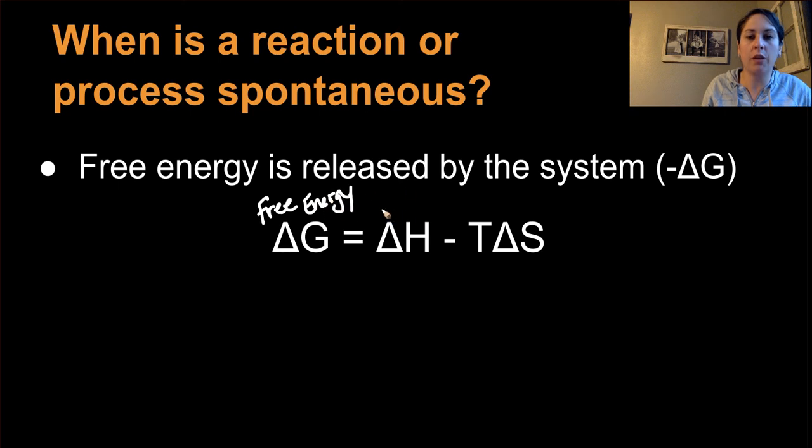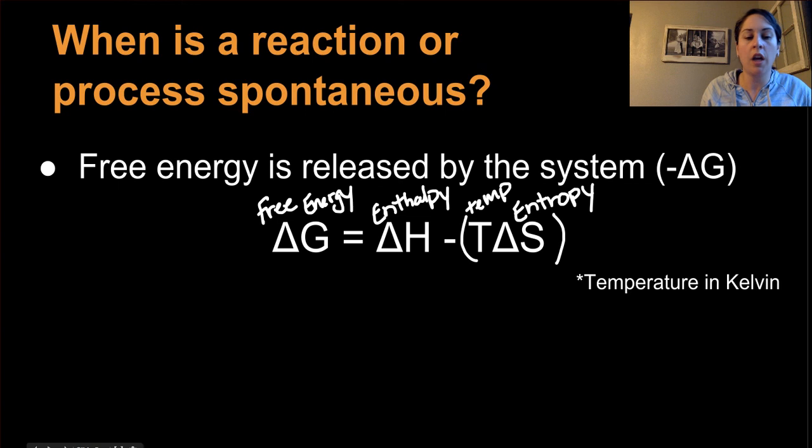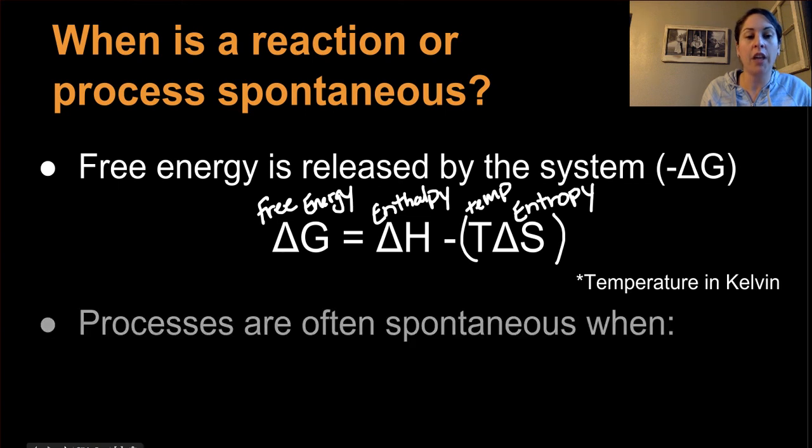And that's going to be equal to enthalpy, or heat, enthalpy, minus the temperature times, so the temperature and the entropy are being multiplied by each other. And so when we see this, we can do some calculations with those values. We just need to remember that temperature will be in Kelvin. And for many processes, we see they're often spontaneous, and not always, but often spontaneous in the following circumstances.